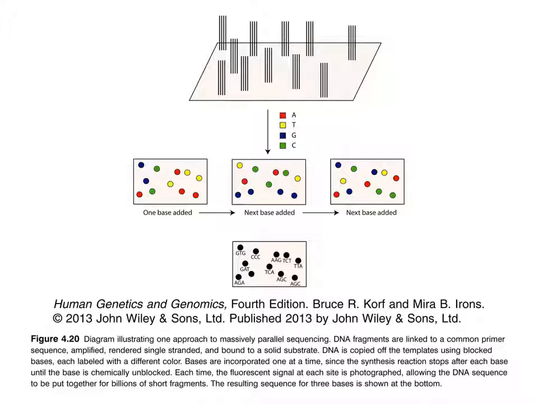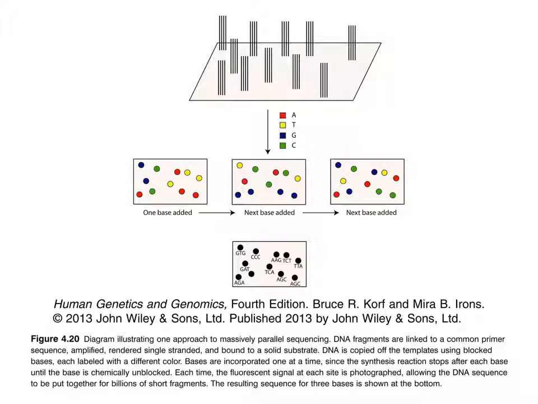And if we look at the diagram here, we can see one approach to massively parallel sequencing, which is part of next generation sequencing. DNA fragments are linked to a common primer sequence. They're then amplified. They're then rendered single-stranded, and they're bound to a solid substrate. After this takes place, the DNA is copied off the templates using blocked bases, each labeled with a different color.